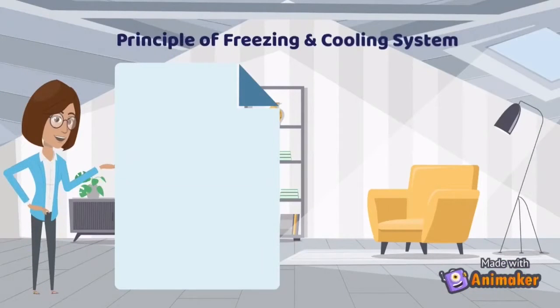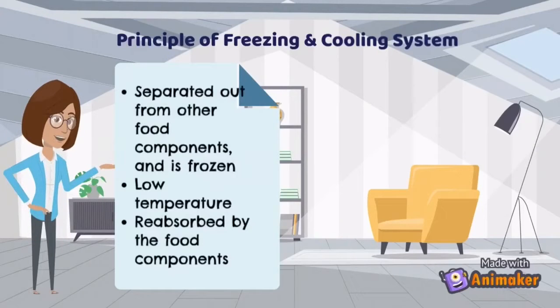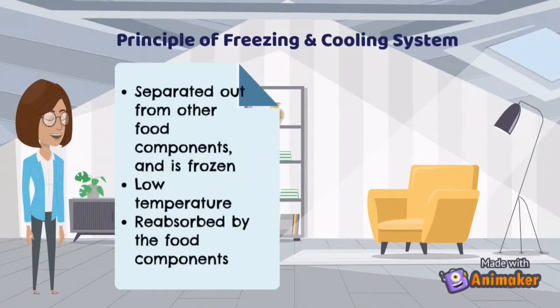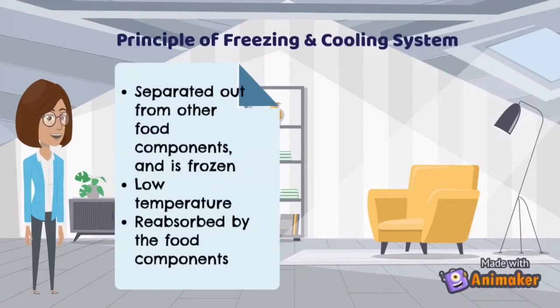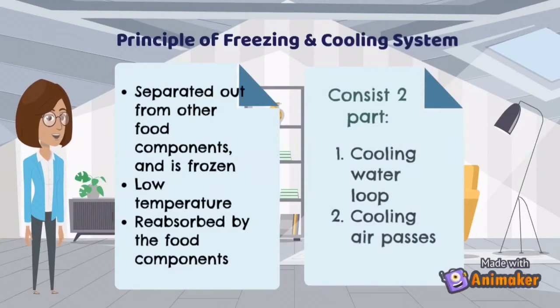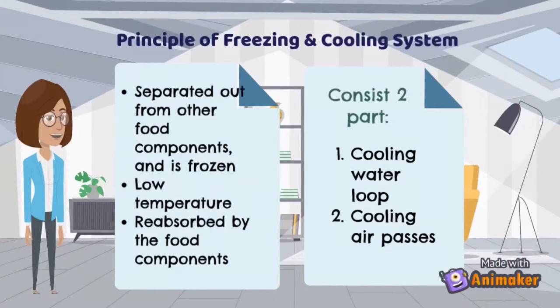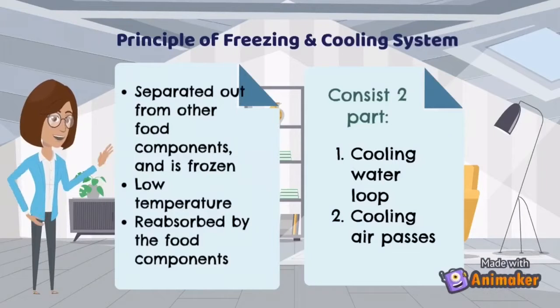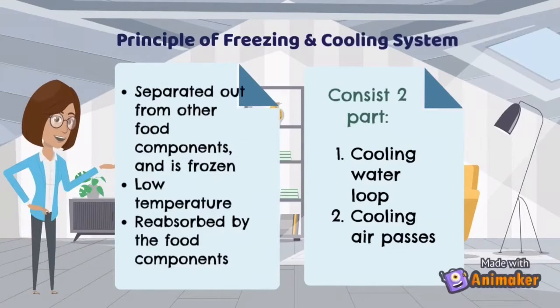Move to the next one, which is the principle of freezing and cooling systems. The freezing system includes food separated out from the other components, and low temperature that can slow down the rate of chemical reaction, and also water reabsorbed by the food components. The cooling system consists of two parts, which are cooling water loops and also cooling air passes. Cooling water loops include the engine, water pipe, thermostat, radiator, and cooling water pump, while cooling air passes through the intercooler, radiator, fan, and also the engine.